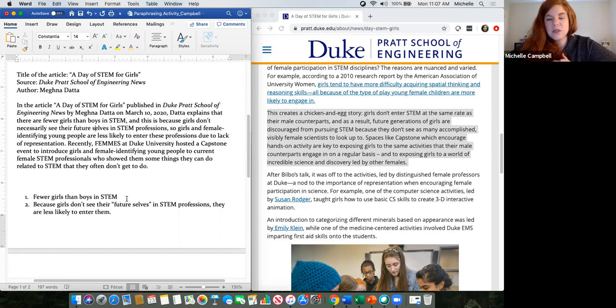And again, if I was going back and revising this, I would probably put some examples from someplace else in the article about the kinds of activities they get to do. But overall, I'm pretty happy with that paraphrase. I feel like for a first draft, we have some of the same ideas at the same level of detail, but I've put it in my own words, and I've cited my source so that I'm not plagiarizing. So I hope this video was helpful for you.